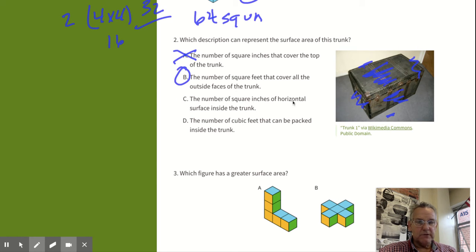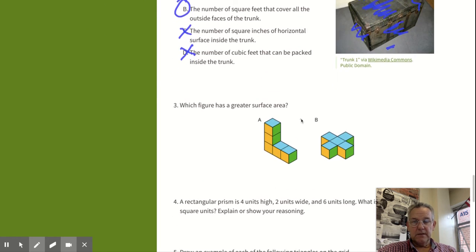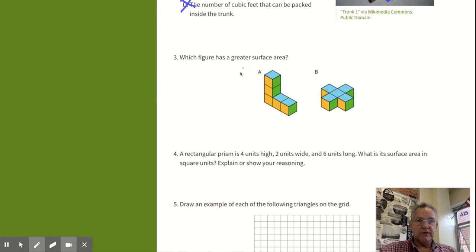The number of square inches of horizontal surface inside the trunk, no. And the number of cubic feet that can be packed inside the trunk, no. That's a volume question. So B is the best description of that. Number 3, which figure has a greater surface area? Well, they both have 6 cubes, correct?